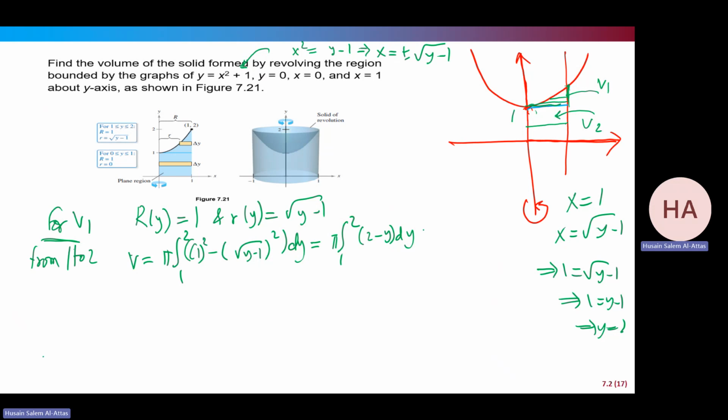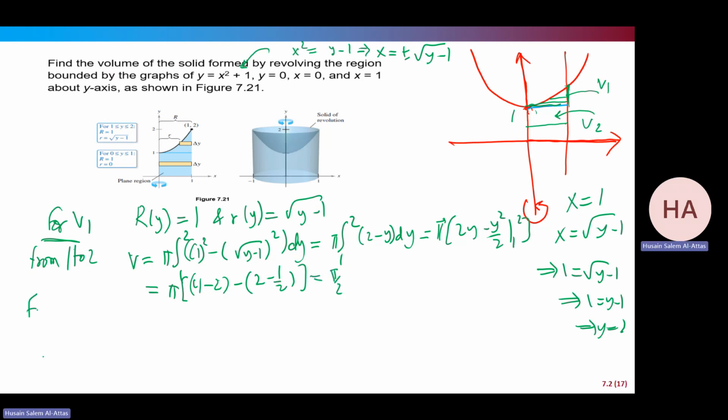So that is pi, don't forget the pi, 2y minus y squared over 2 from 1 to 2. And that gives me pi times 4 minus 2, minus 2 minus half. Okay, that gives me half. So this is pi over 2.